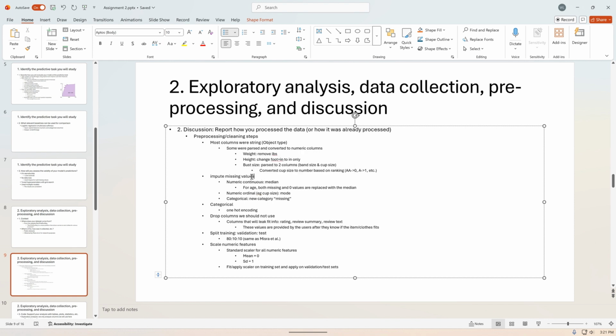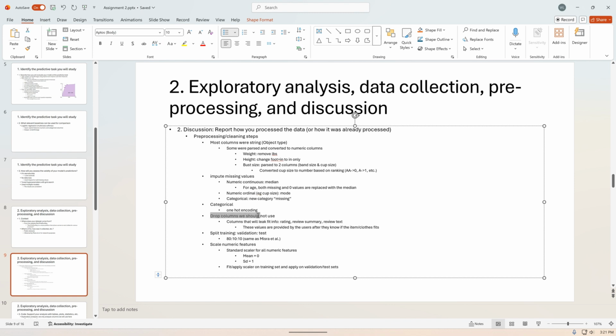And then after that, I imputed the missing values. So for continuous numeric columns, I used the median, right? Specifically for age, I replaced both the missing and 0 values with the median because age 0 doesn't make sense, right? And then for ordinal numeric columns like cup sizes, I imputed using the mode. For categorical columns, we just added a new category, missing. And then we did one-hot encoding for the categorical columns.